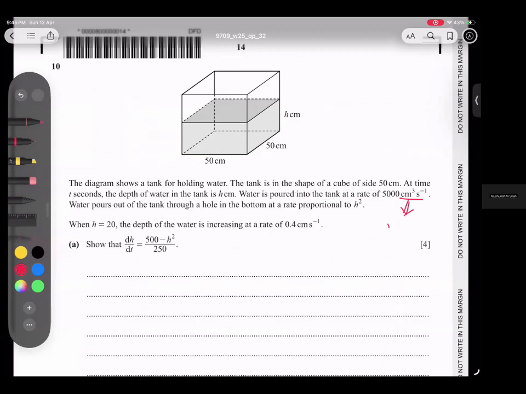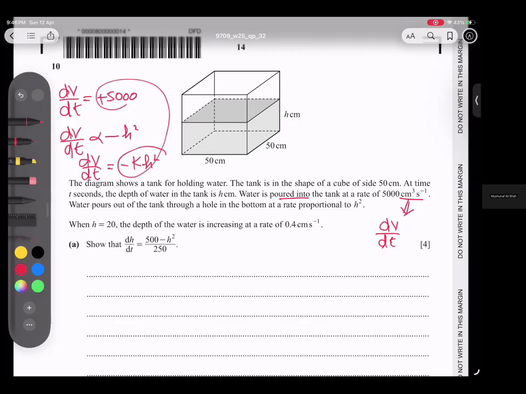This gives us a hint: dV/dt. Centimeters cubed is volume and per second is time, and it is going inside, so positive. So on the left-hand side, dV/dt is positive 5,000 because water is poured in. Water pours out of the tank at a rate proportional to h squared, so dV/dt is proportional to negative h squared. Why negative? Because it is poured out. So dV/dt equals negative kh squared.